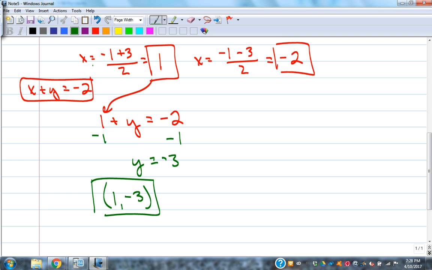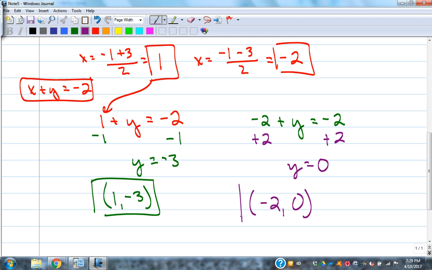And if I go back into the same problem with the negative 2 plus y equals negative 2. Add 2. y is equal to 0. The ordered pair would be negative 2, 0. Those are my 2 answers for this nonlinear system. Which is kind of ugly, but not impossible.